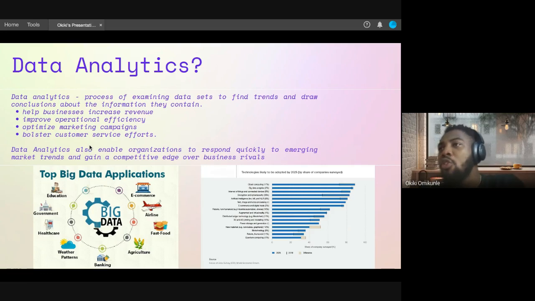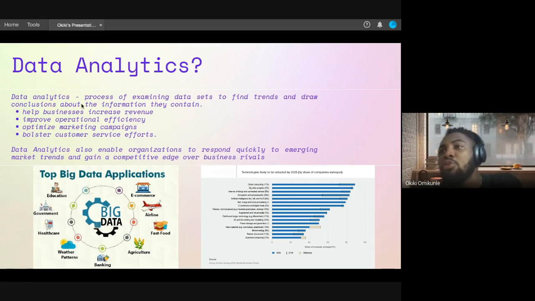The major goal of my organization is to maximize revenue. That is why data analytics is very, very key to my organization. We have literally hundreds of data analysts in my company. They are like the main department in my organization. So data analytics helps you to increase business revenue.